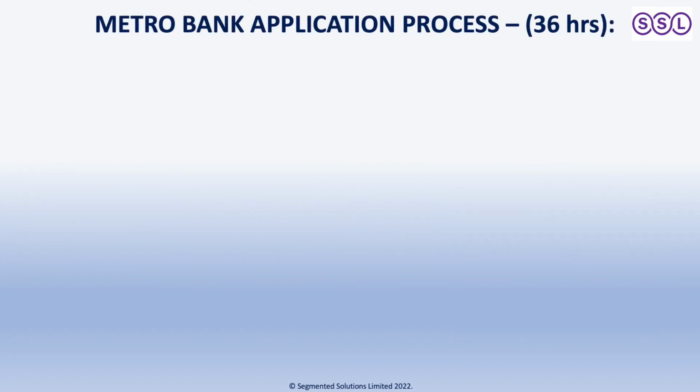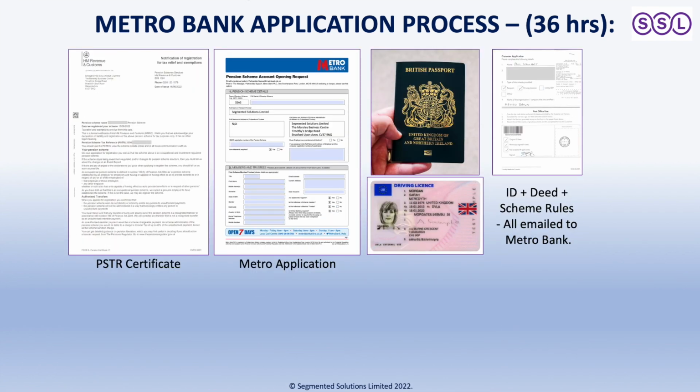Now you've got a SSAS and it's got its PSTR number, we can set about opening a Metro bank account, and that process takes about 24 to 36 hours, as long as all the information is correct and as long as the ID certification is acceptable, then it just goes through quite swiftly. On the application form, we pre-fill 99% of the form. All you've got to do is sign.